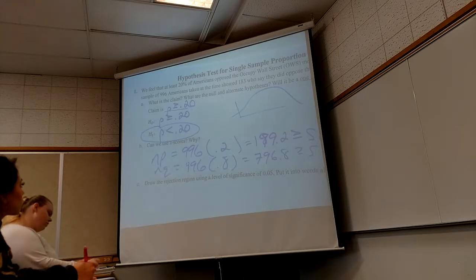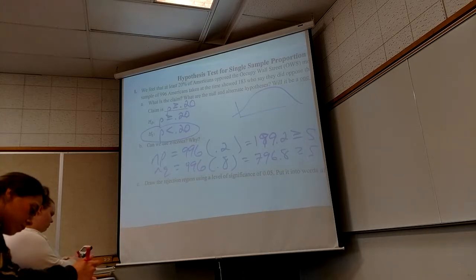So how do I show that the null is wrong? I have to show a sample that is really far below 0.2. That's the way I show somebody's wrong who thinks it's at least 0.2. I've got to show something so far below 0.2 they must be wrong. Okay, maybe we stop.